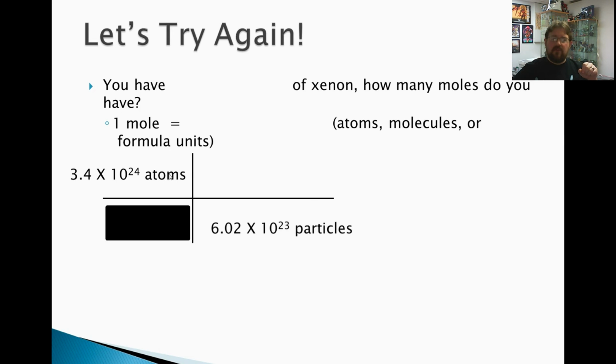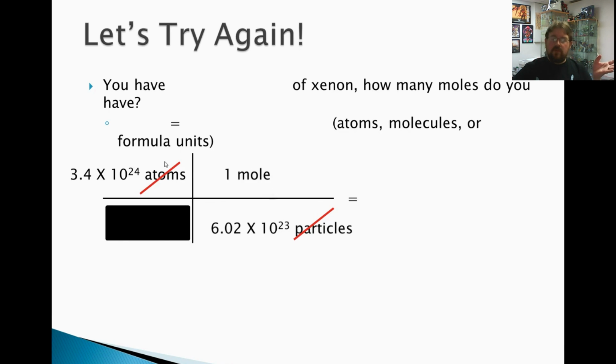You want these to match. Atoms and particles are the same thing, so they cancel. If 6.02 times 10 to the 23rd is on the bottom, what goes on top? 1 mole. Okay? We're always going to have these two together. 1 mole and 6.02 times 10 to the 23rd particles, at least in this case. Okay?